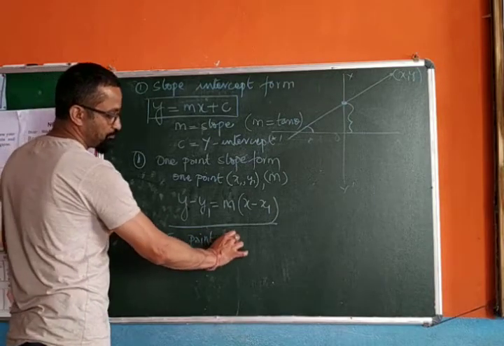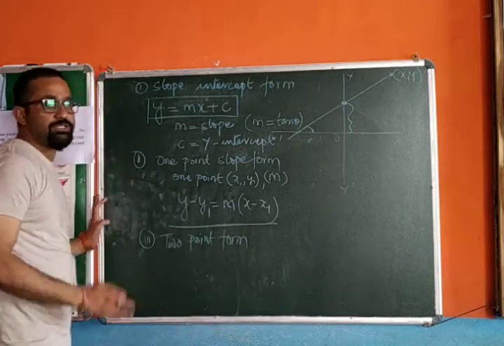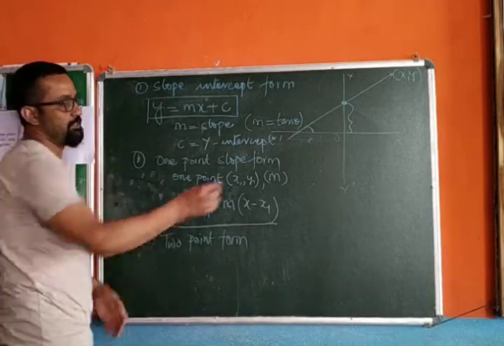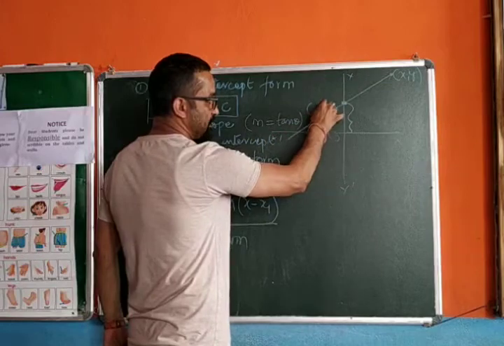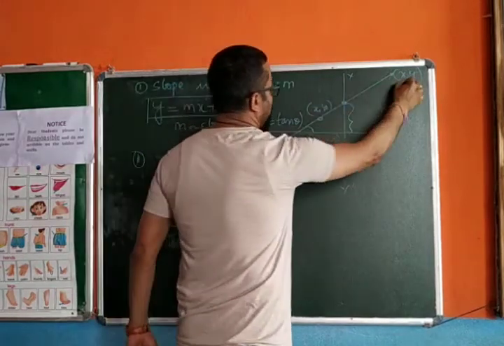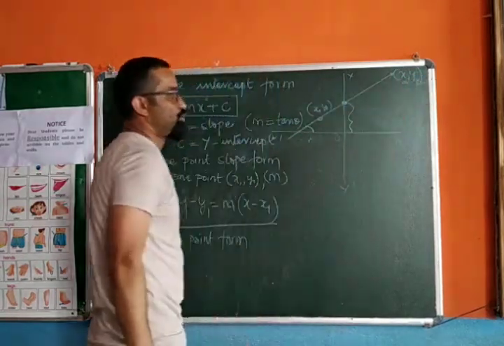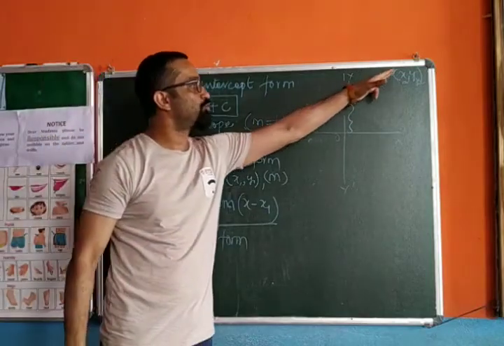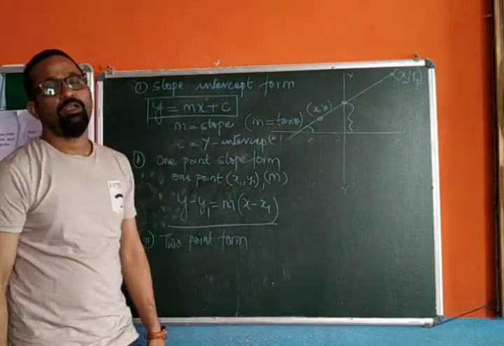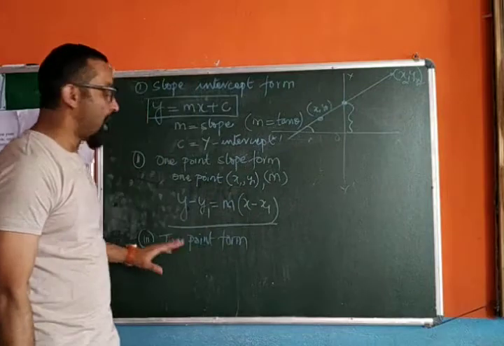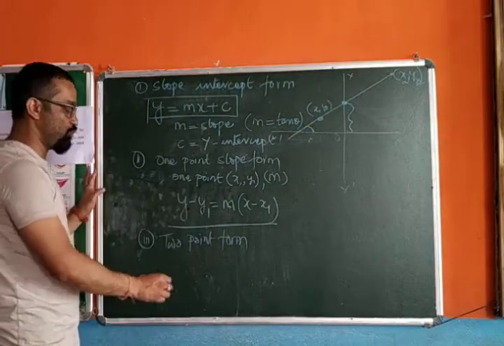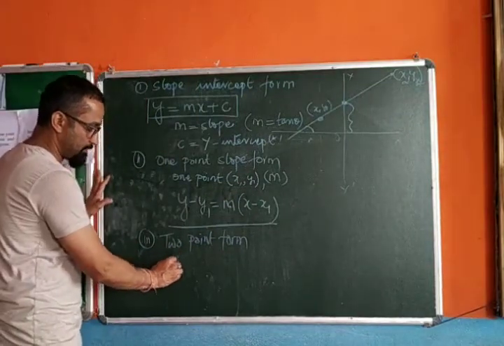2-point form means that you'll be given 2 points. One point is taken as x1, y1. The second point is taken as x2, y2. The line is passing through these 2 points. And we can calculate the equation of the straight line using the first part.